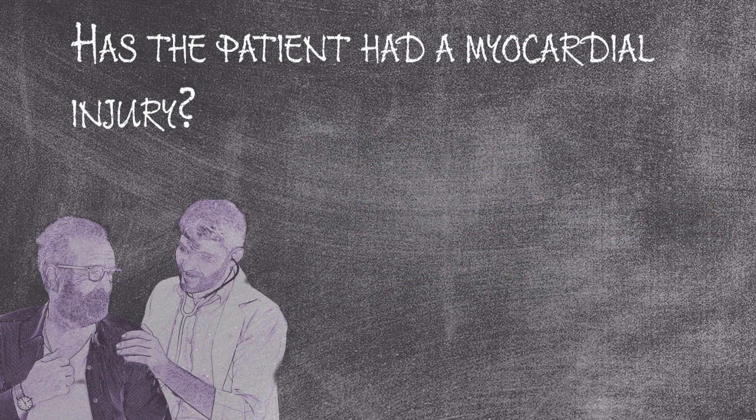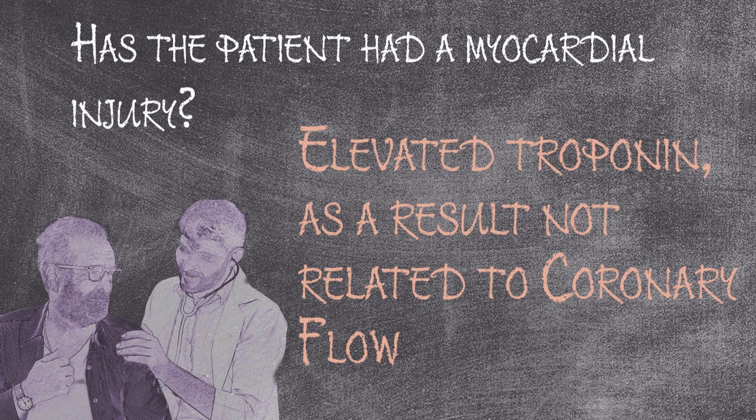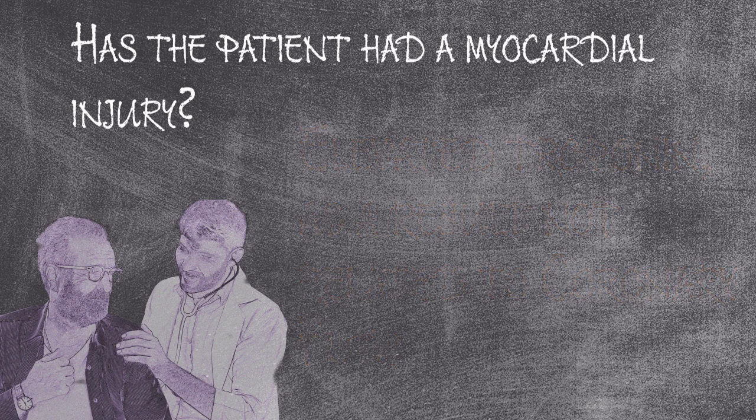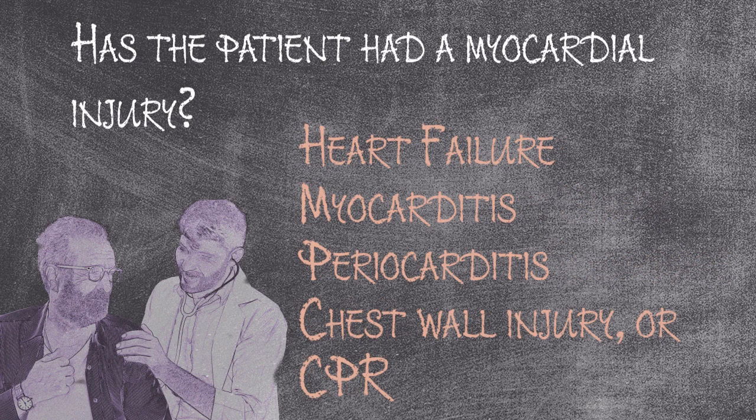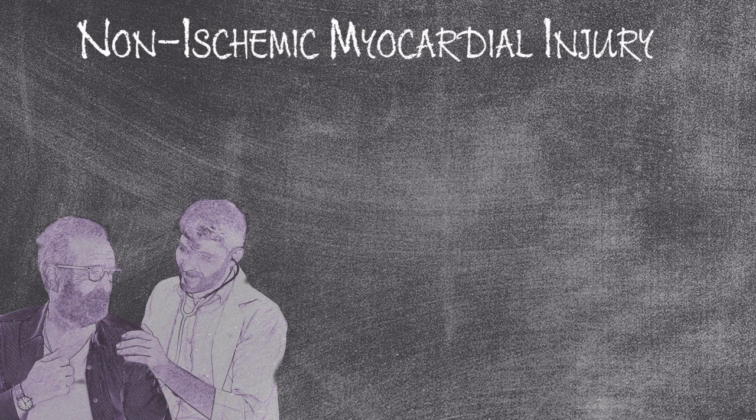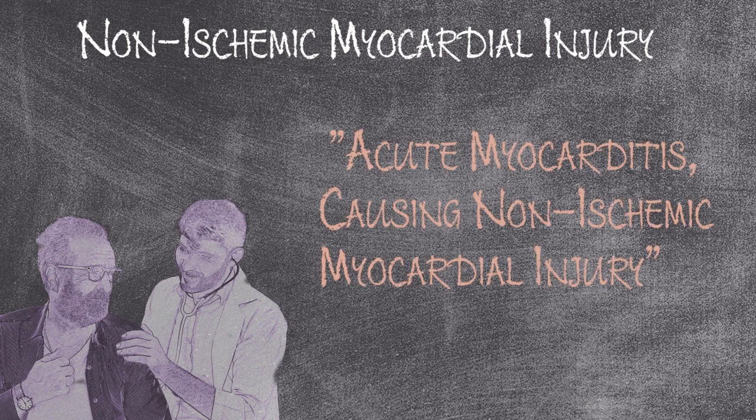Or alternatively, determine if the patient has an elevated troponin as a result of an etiology not related to coronary flow, such as renal disease, sepsis without shock, intracranial hemorrhage, RV strain, PE, heart failure, myocarditis or pericarditis, chest wall injury or CPR. These patients should not have MI documented, but rather non-ischemic myocardial injury. Be sure to link to the cause of the injury. As an example, acute myocarditis causing non-ischemic myocardial injury.